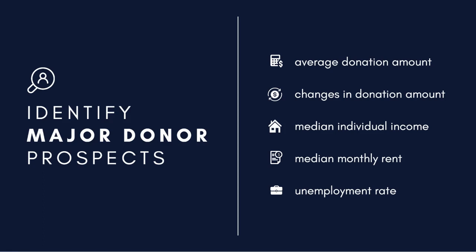Our models found that for major donors, the top indicators for giving a major gift are average donation amount, changes in donation amounts over time, median individual income, median monthly rent, and unemployment rate. The model's results were quite impressive, as these indicators are reflective of industry research on major donor indicators. Keep in mind that these models are continuously trained with new data to improve their accuracy.